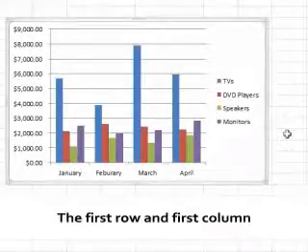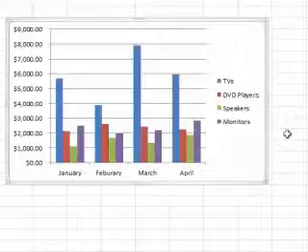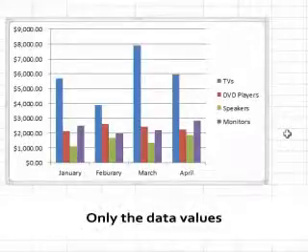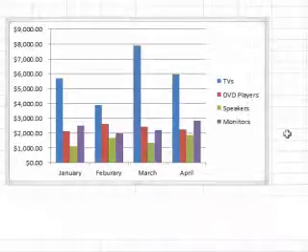By selecting the first row and first column, you automatically add a legend and category labels to the chart. The range you select can either be all the information or only the data values, in which case you would fill in the legend and category axis later. Delete the chart.